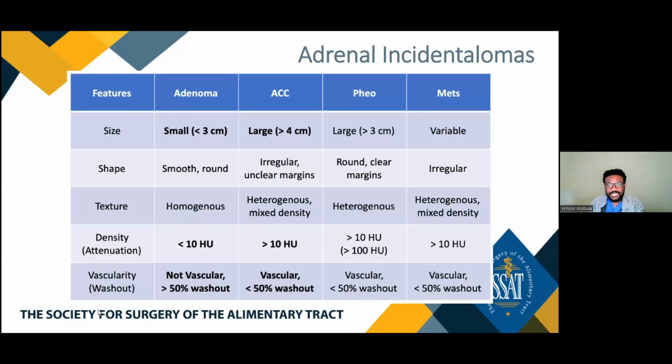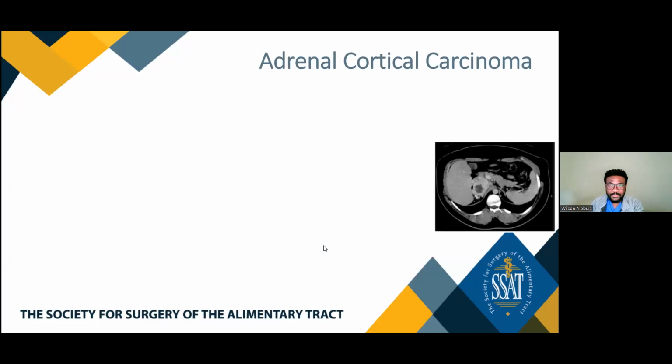So once you get these slides, this is a good slide to look at for adrenal incidentalomas. The biggest thing here is remembering the size differences and the vascularity differences. So once you get the slides, you can take a look at that.